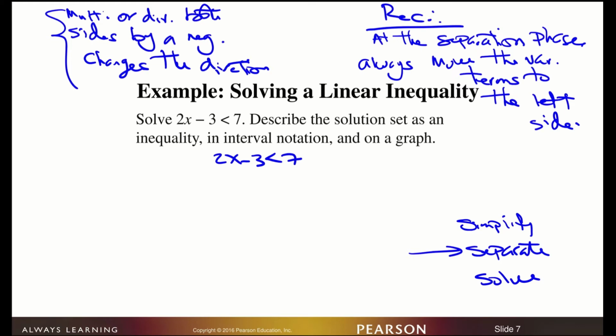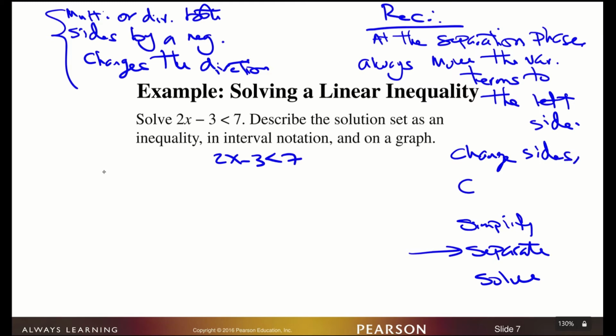So here, there is nothing to simplify, so we're ready to separate. We're going to go ahead and add 3 to both sides, which means you can move the -3 to the other side. Remember, adding or subtracting from both sides of an inequality does not change the direction. You know how you can change sides, change signs with equations? You can do that with inequalities as well.